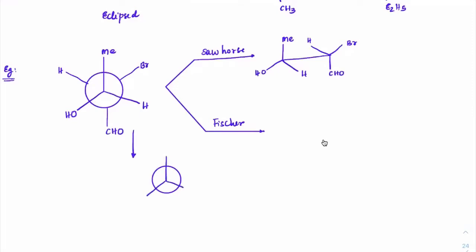Front carbon I'm keeping the same. I have methyl here, H here, and OH here. Back carbon I'm rotating by 180 degrees. So CHO will come here. You can see Br will come here and H will come here. All of you are able to see that? Okay. Now for Fisher projection, I can use either methyl up or CHO up. First I'm using methyl up, CHO down.